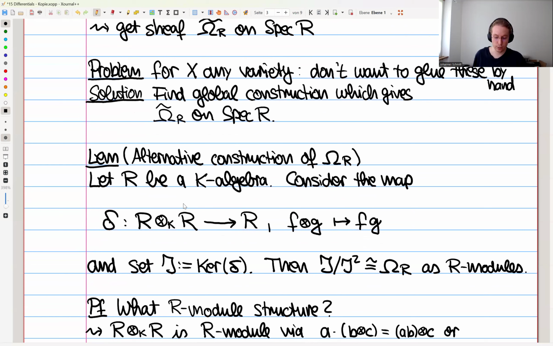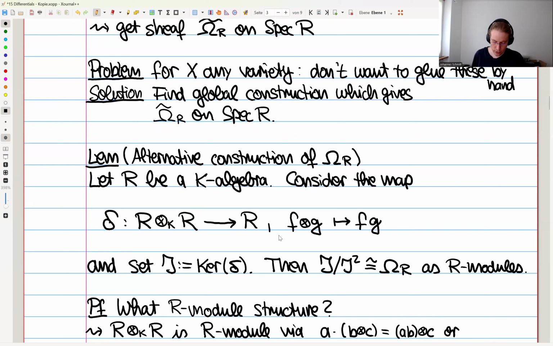So here we are going to see a second way of defining the Omega R module. And this is the following. R is a K-algebra, then we can consider a map delta from R tensor over K with itself to R, which is the easiest map that you can imagine. It just takes f tensor g and sends it to f times g. It's just a thing which expresses that multiplication is linear in both components. So we can get this map, and then we set J to be the kernel of this map. Then the claim is that if we take this J modulo its square, then as R-modules, this is isomorphic to Omega R. Okay. So this would be a second construction of this Omega R.